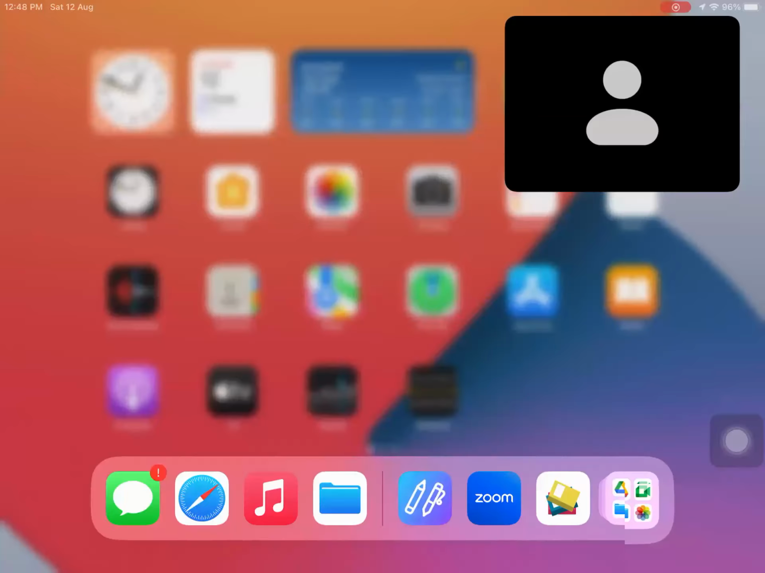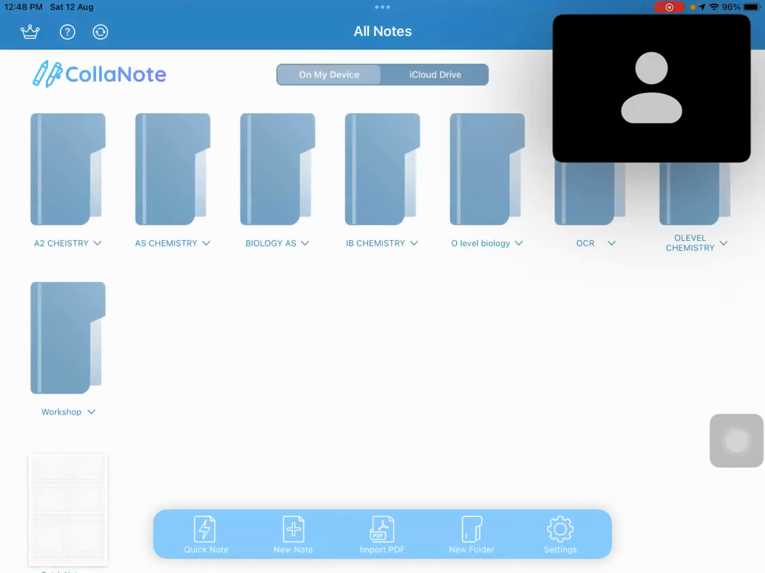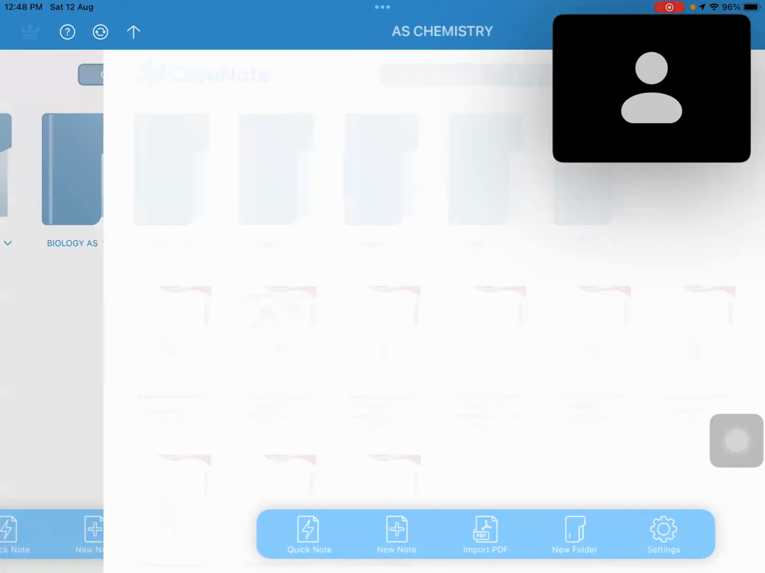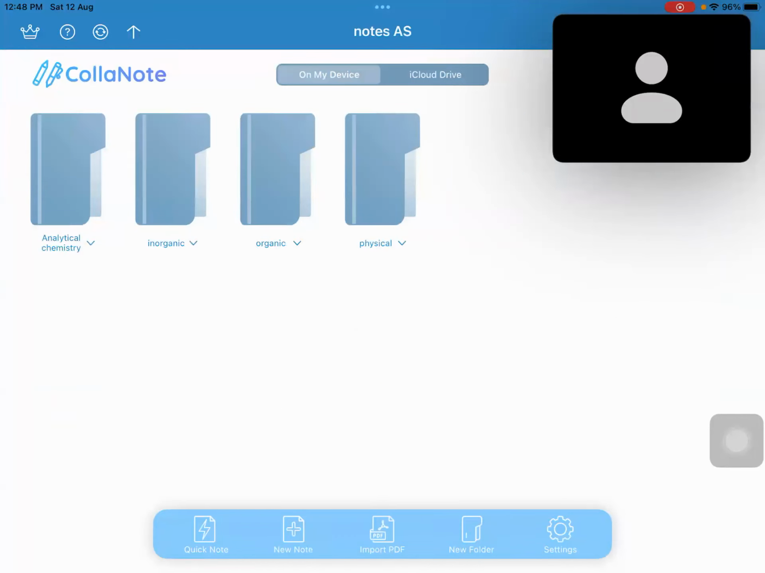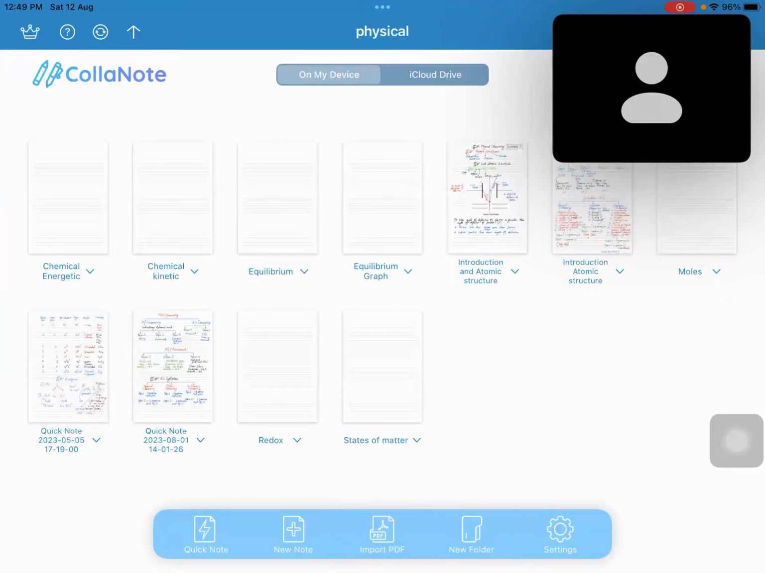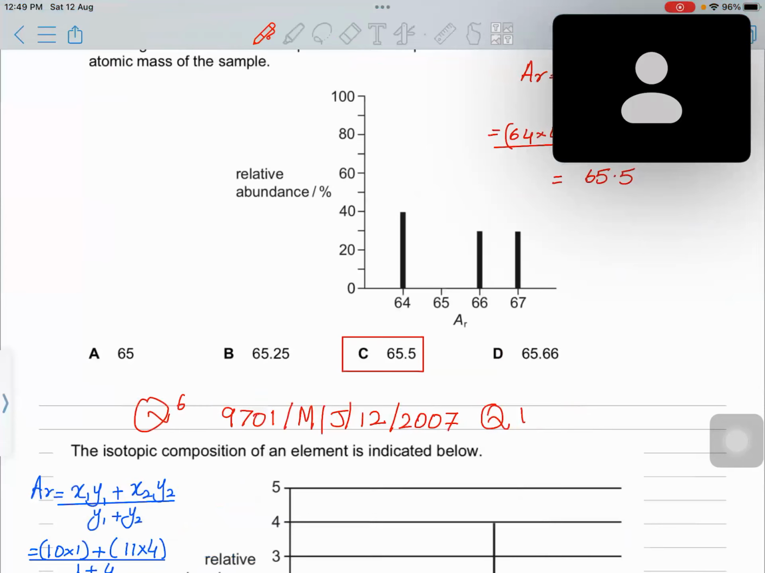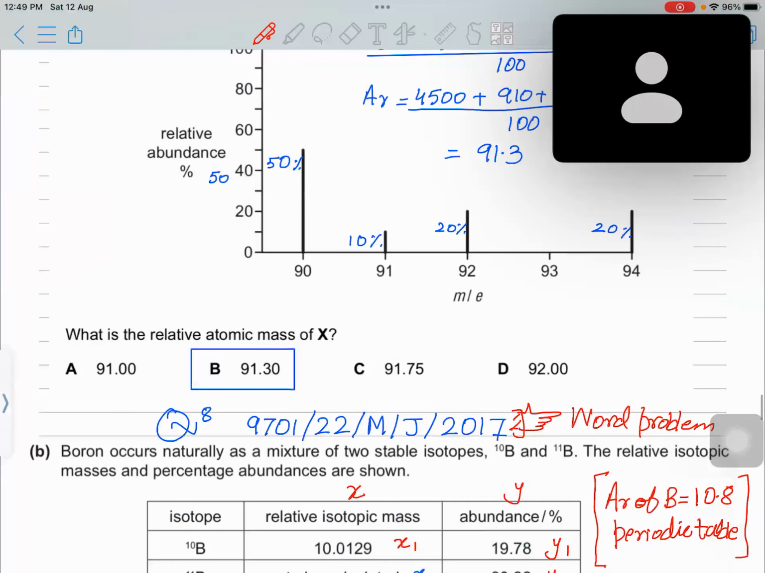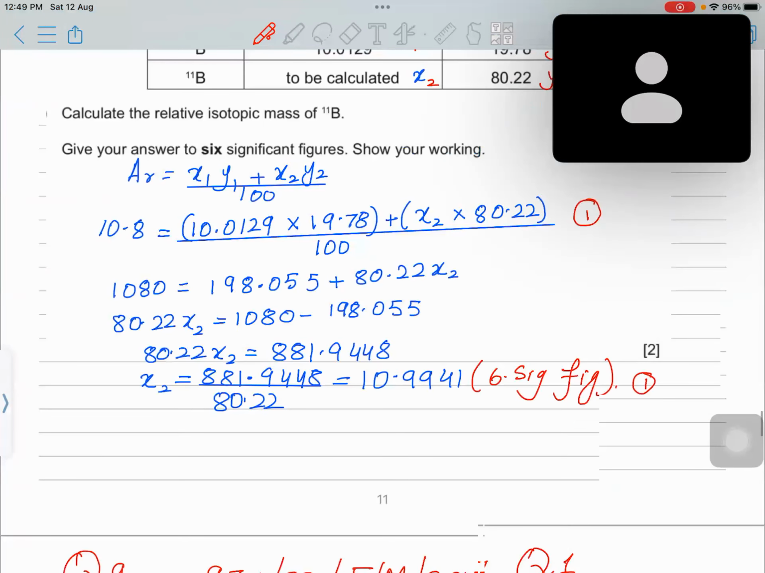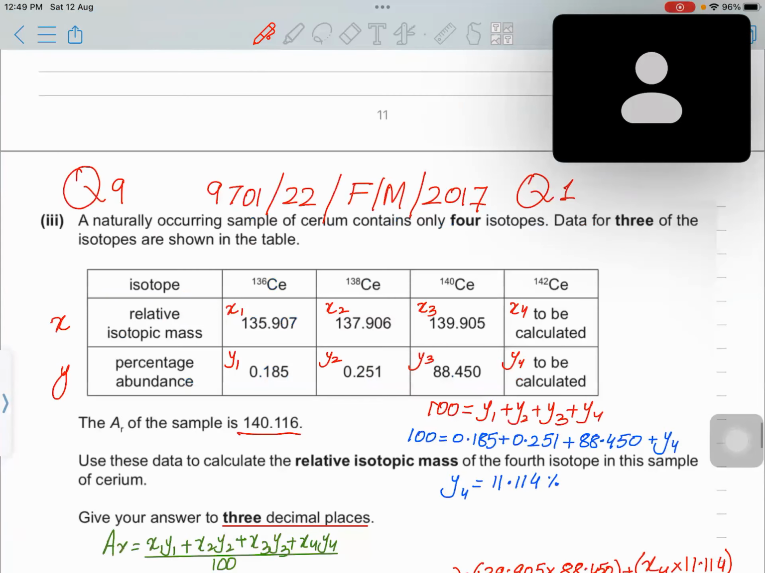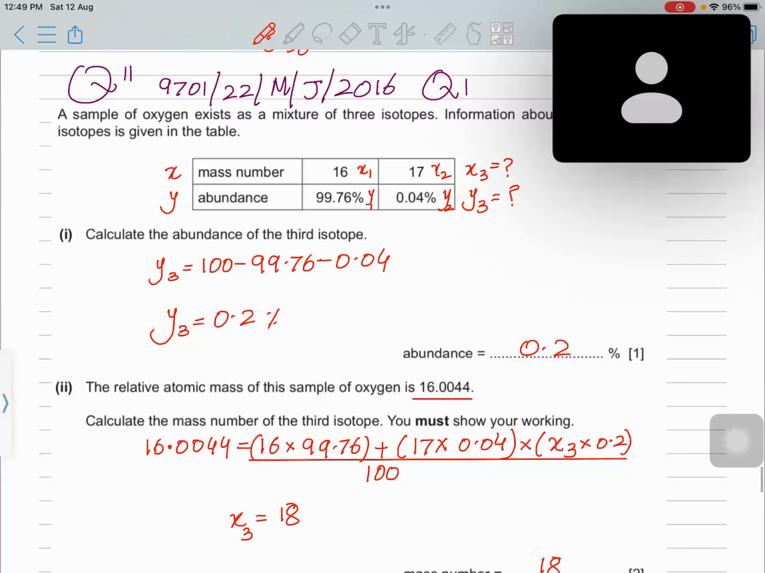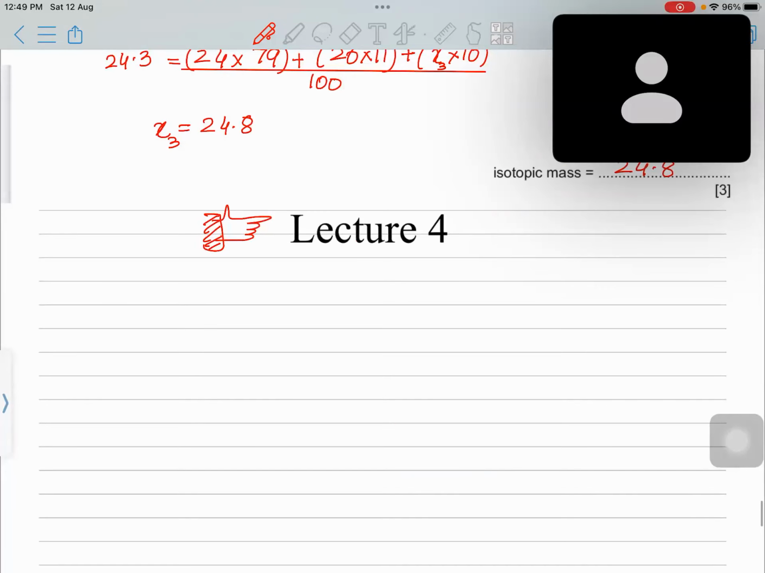Last time we discussed atomic structure. We discussed different questions, how to find relative atomic mass. Today is lecture number 4.